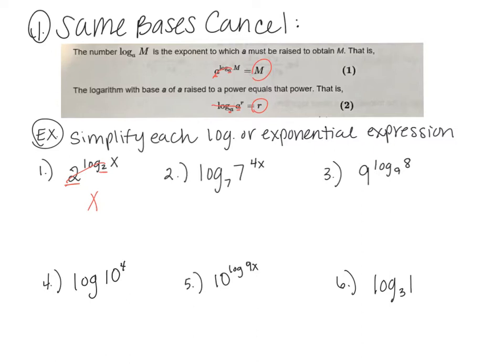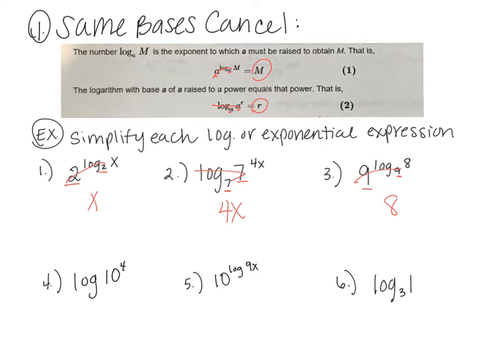All right, looking at the next one, we have a log with a base 7, an exponential with a base 7, so those cancel, and I'd be left with just 4x. Similar on the next one, I've got an exponential with a base 9, a log with a base 9, so my answer would be 8.